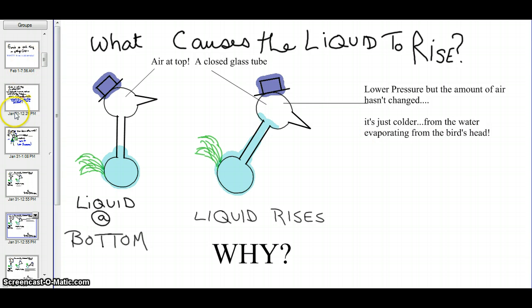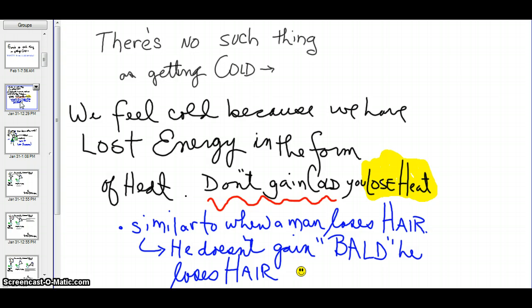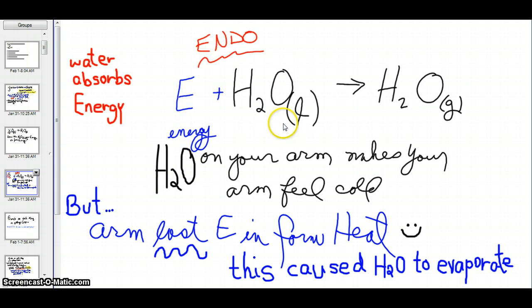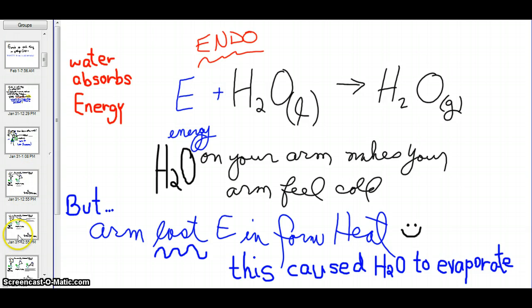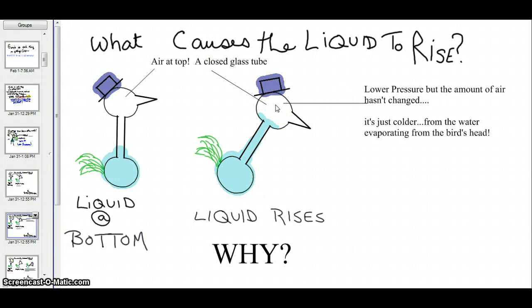Let's go back. Remember that evaporating water causes our arm to be cold. Why? Energy is removed from the top of the bird's head, making the top of the bird's head cold. So the top of the bird's head is cold because water evaporates off of his wet head. Now, the question that I have for you, and we're going to have to wait on this for a while, but perhaps you can think about it from a practical standpoint. If the temperature is colder, what does that do to the pressure?